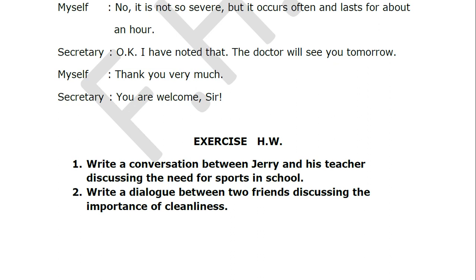Okay, so why is it important to be clean? You will also fall sick. So this is the way you will write your dialogue. Now I hope you'll have understood everything. With this we end your portion, at least for the second UT.